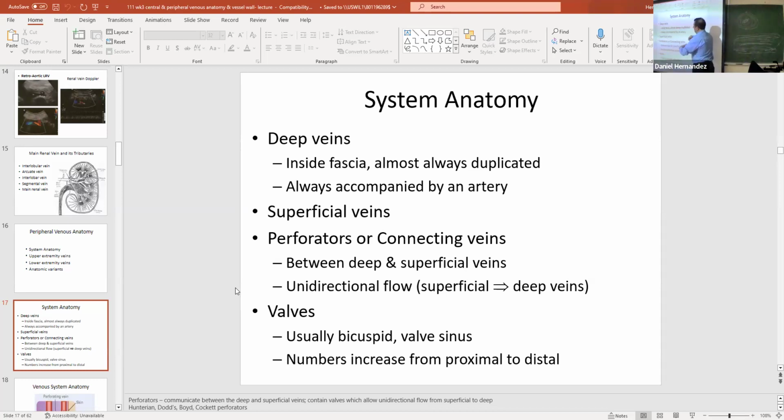Deep veins lie deeper within that muscular fascia and have that accompanying artery. Superficial veins do not. They're typically closer to the surface of the skin, outside of that actual muscular fascia. And then we have the perforating veins, those connectors. With the perforating veins, the direction of blood flow within these vessels should be from the superficial veins into the deep veins.